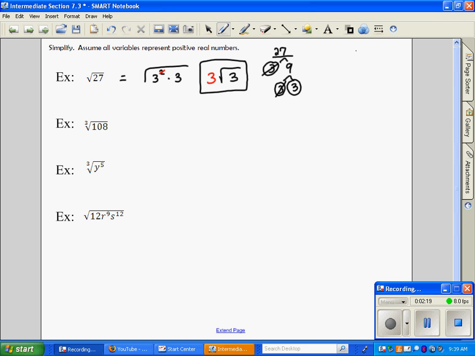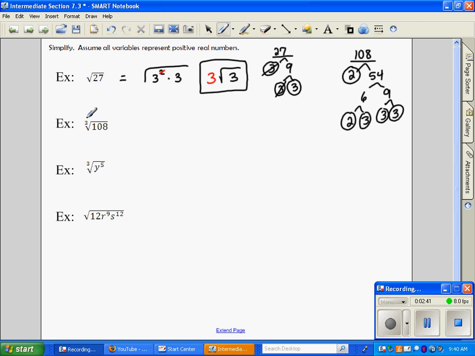So we look at 108, and we're going to do our prime factorization. That's 2 times 54. 2 is a prime number. 54 is 6 times 9. 6 is 2 times 3. Now we hit prime numbers. And 9 is 3 times 3. Okay, we have our prime factors.